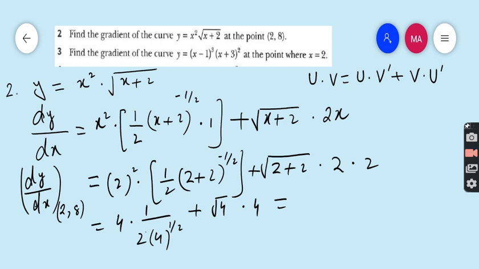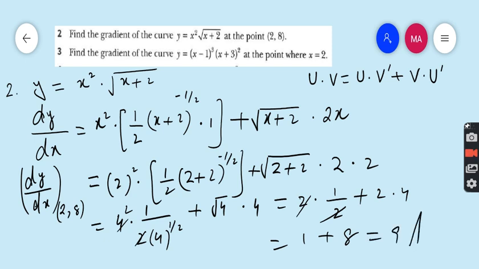Is equals to 2 to the 4, 2 dot 1 upon 4 power 1 upon 2, means 4 square root, that is 2, plus root 4 is 2 dot 4. 2 cancel by 2, that is 1, plus 2 4s are 8. 8 plus 1 is 9. So the gradient of the curve y is equals to x square root of x plus 2 at the point 2, 8 is 9. So our answer is 9. Hope you understand this question. Move to question number 3.